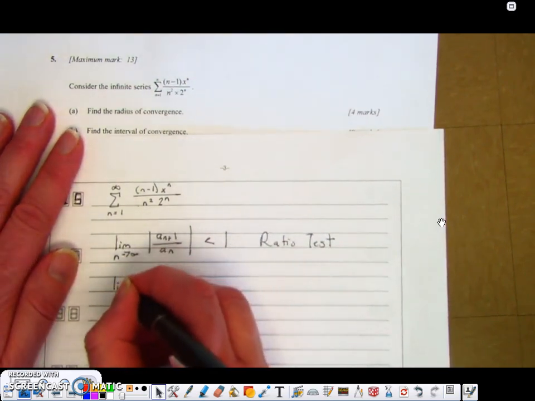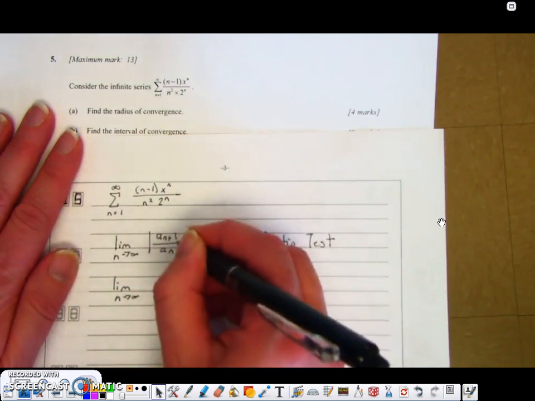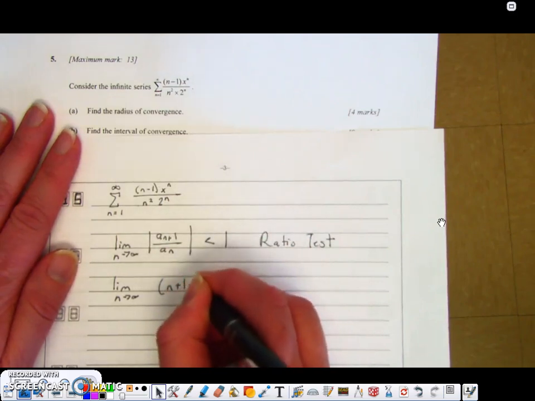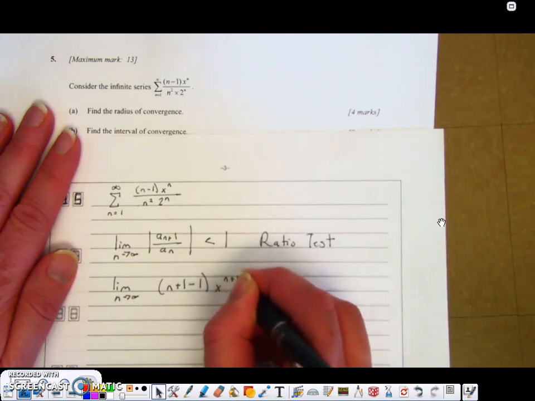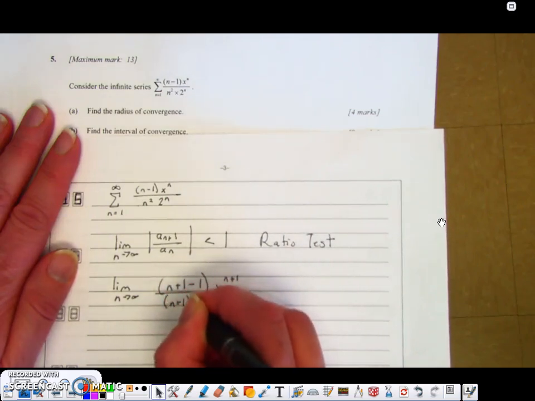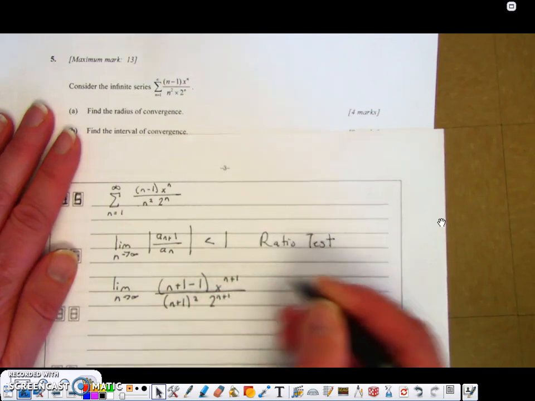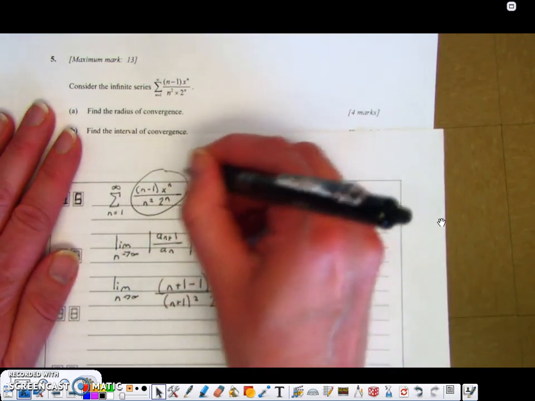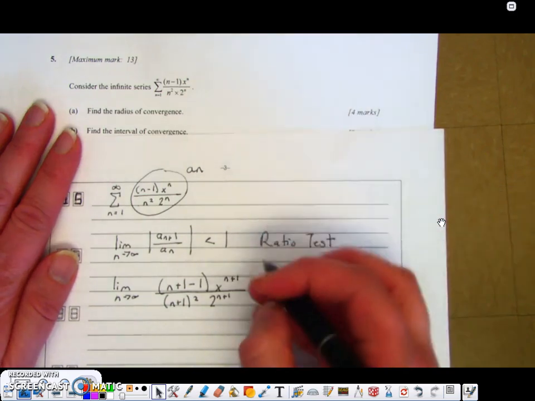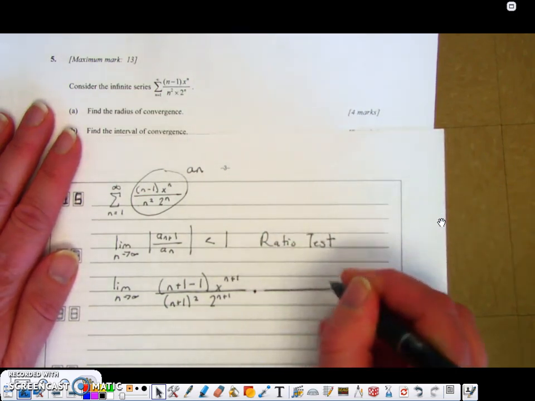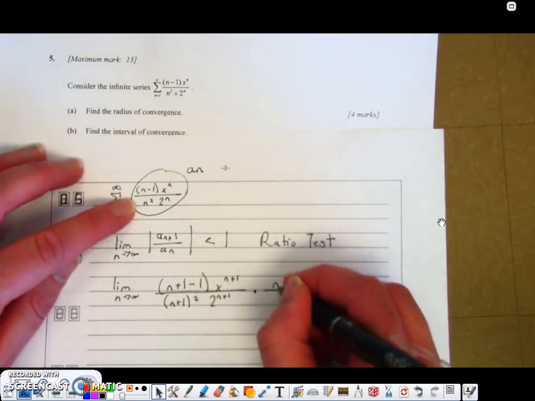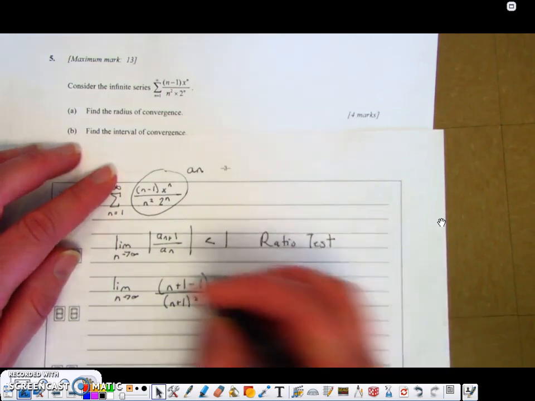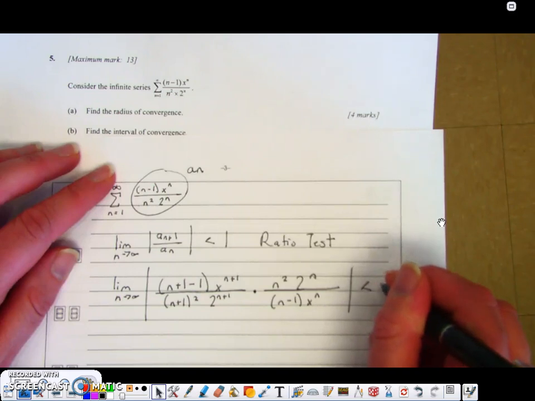Okay, so here we go. We're going to take the limit as n approaches infinity. For a sub n plus 1, we substitute n plus 1 everywhere you see an n. So that's (n plus 1 minus 1) times x to the n plus 1, over (n plus 1) squared times 2 to the n plus 1. It's divided by a sub n, which is the same as times the reciprocal. Remember, this is a sub n, and that's your sequence. So instead of dividing, we multiply by the reciprocal: n squared times 2 to the n in the numerator, and n minus 1 times x to the n in the denominator. We want to figure out when the absolute value of this is less than 1.